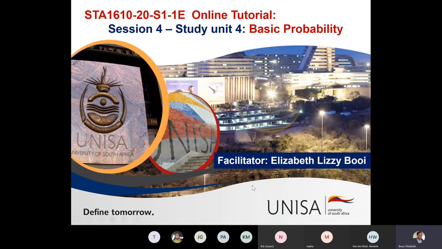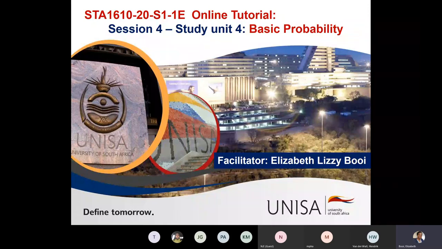Today's session, we're going to do study unit 4, which is basic probabilities. It's a very long and demanding session because there is too much information in chapter 4. But we will manage to get more exercises and do a lot of activities so that you are familiar and are able to answer some of the questions when it comes to basic probabilities.